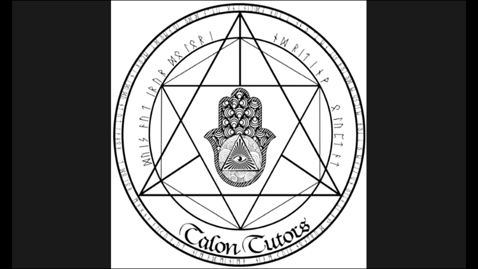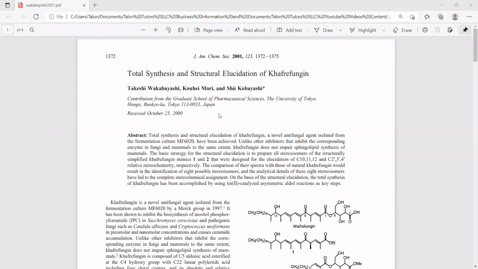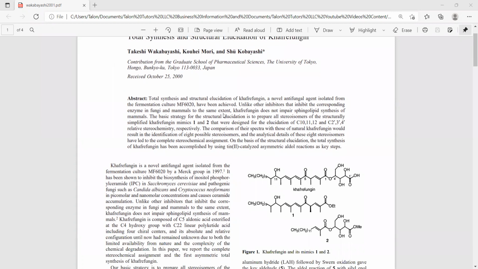So the publication I chose for the first video is a total synthesis and structural elucidation of Khafrefungin. And this is from Wakabayashi et al. From the University of Tokyo. And so in this publication, they do the total synthesis and structural elucidation of Khafrefungin, which is a novel antifungal agent isolated from a fermentation culture MF6020 by Merck Group in 1997.